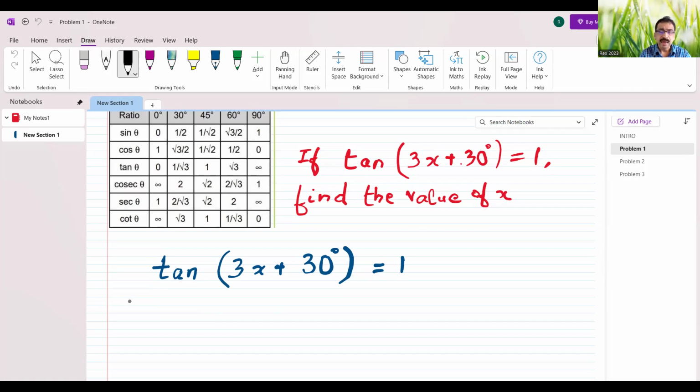If tan A is equal to tan B, we can say that A is equal to B. If tan A is equal to tan B, we can equate A and B. That's what we are going to do here. So we are going to first convert that 1 in terms of tan. So how do we do it? Let's see.